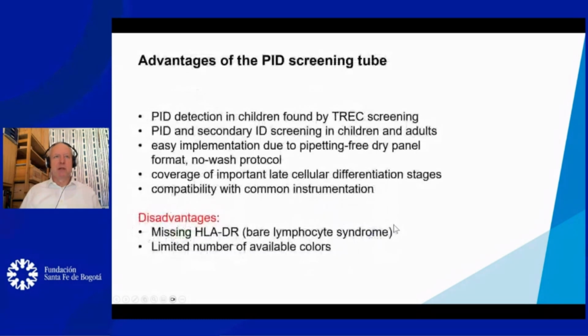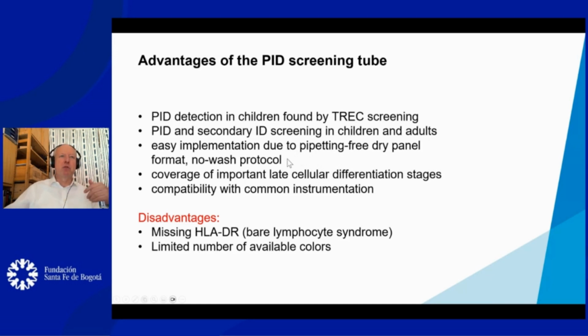be discriminated. The advantage of this PID screening tube is that the detection in children found by newborn screening can be done with one tube and flow cytometers. This is also suitable for a weekend when there's only one technician on duty. So primary immunodeficiencies and secondary immunodeficiency screening can be done in children and adults. We have easy implementation due to a pipetting-free dry panel format, no wash protocol.